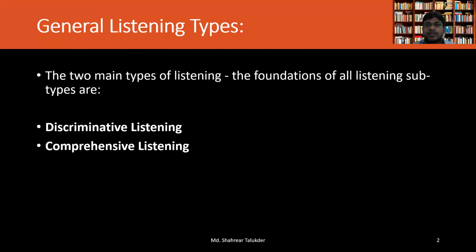Now, as you can see from the screen, these are two general types of listening. One is discriminative listening, and the other is comprehensive listening. These are the two categories, and they're the main types. We also have other types of listening, but discriminative listening and comprehensive listening are the two main types. Now, what is discriminative listening? Let's talk about it first.